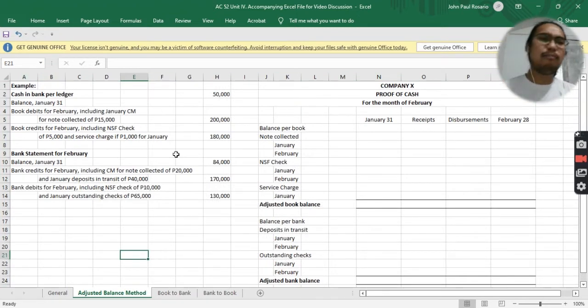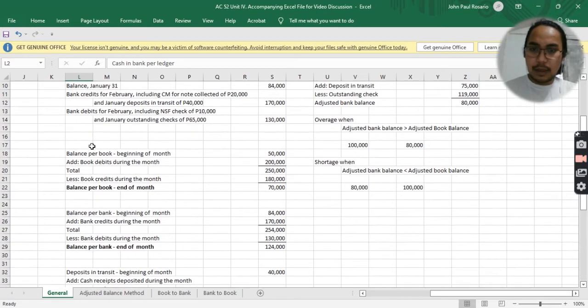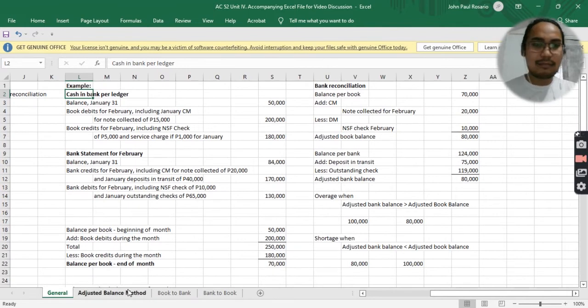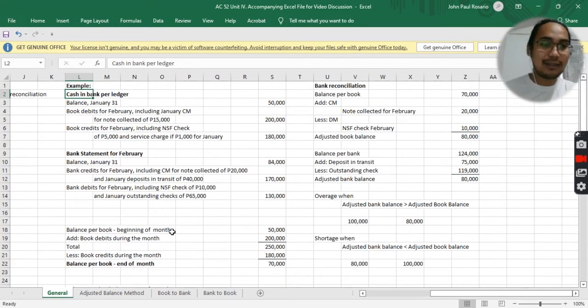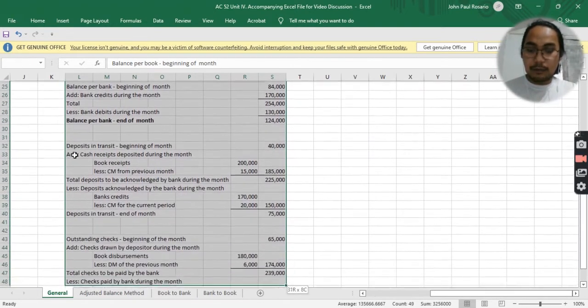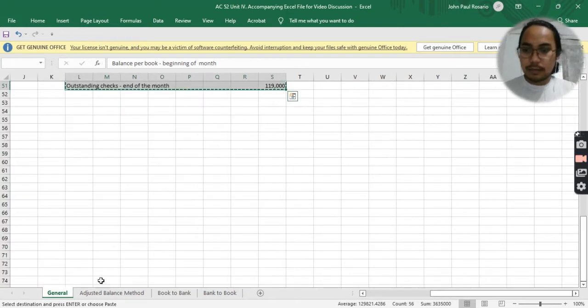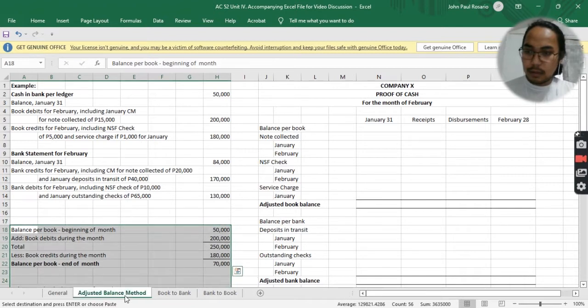Using the same example, let me just summarize the figures here. We can just copy and paste it for reference purposes. Okay. You see? Okay, that's right.